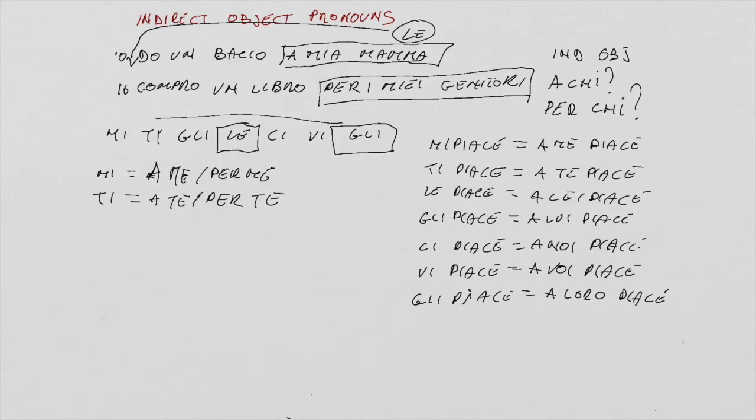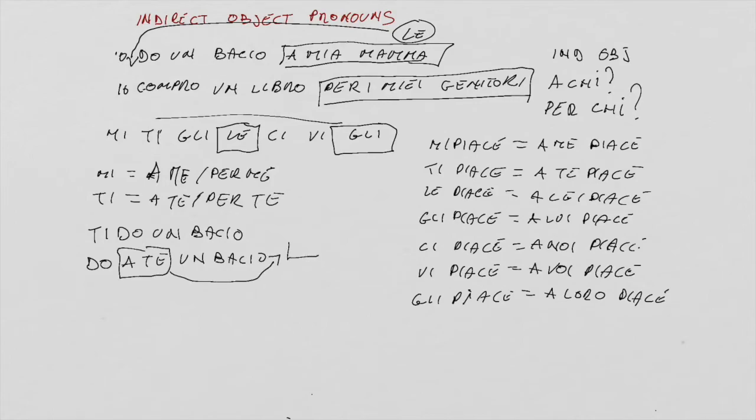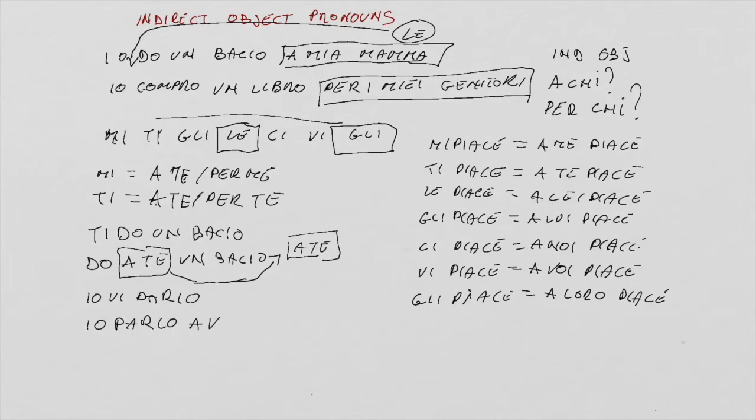Just another couple of examples to make clear this point. Ti do un bacio is the equivalent of do a te un bacio, or do un bacio a te. Io vi parlo is the equivalent of io parlo a voi. Keep in mind that even if the two forms are equivalent, the forms mi, ti, gli, le, and so on are always preferable.